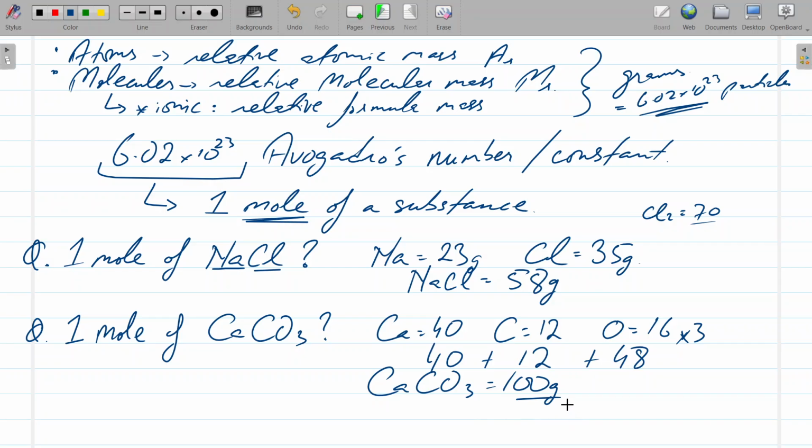So 1 mole of calcium carbonate contains how many grams? 100 grams. Or you could say it the other way around, 100 grams of calcium carbonate is 1 mole.